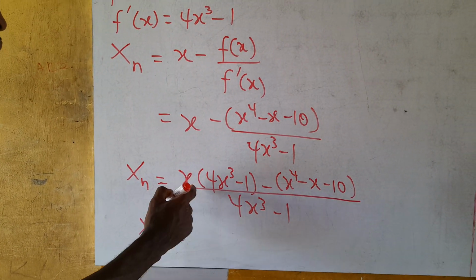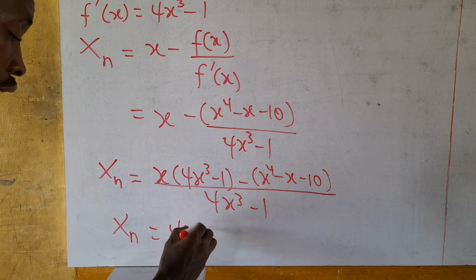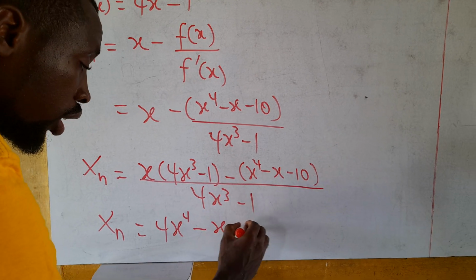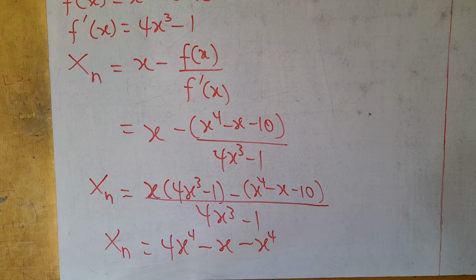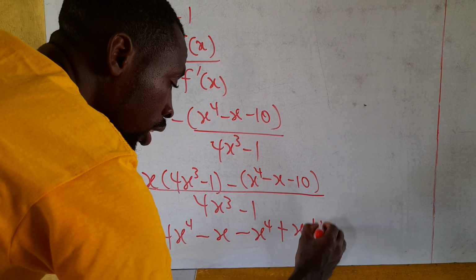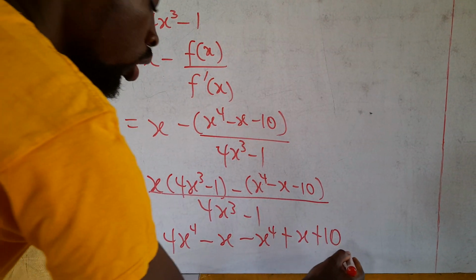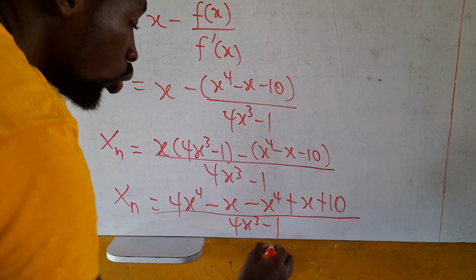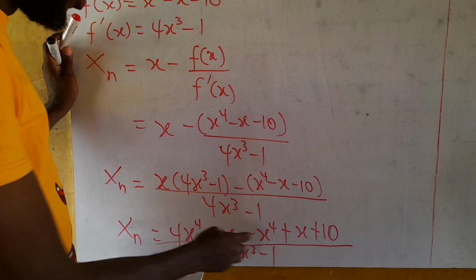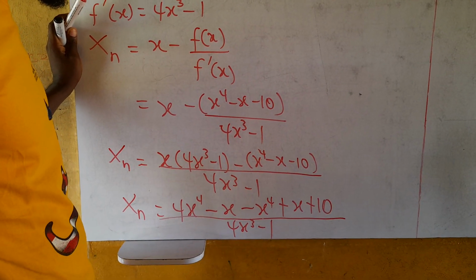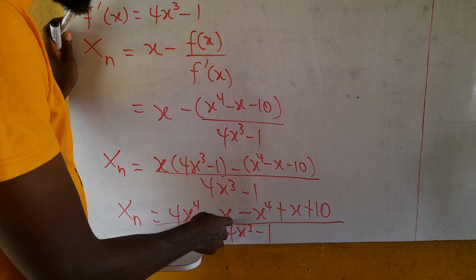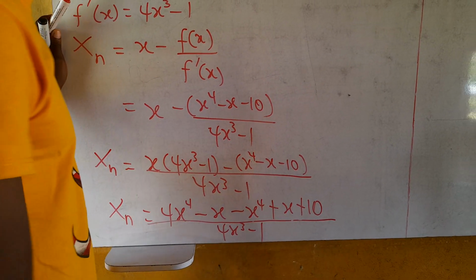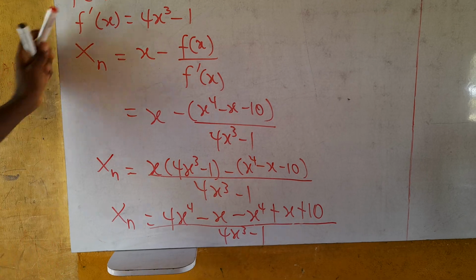Our x_n will be equal to, when we multiply that, 4x exponent 4 minus x. Then this will give us minus x exponent 4 plus x plus 10, then over 4x cubed minus 1. Now look at this. 4x exponent 4 minus x exponent 4 will give us 3x exponent 4, minus x plus x is 0. Then we only have 3x exponent 4 plus 10 as a numerator and 4x cubed minus 1 as our denominator.